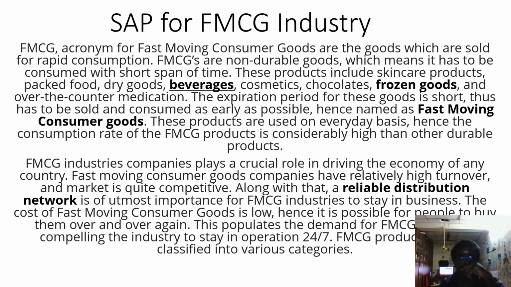So we have the manufacturing date and the use-before date. Everything is captured in the label or sticker pasted over the product, say beverages, cosmetics, chocolates, bread, bun, biscuit. Hence the name fast-moving consumer goods. These products are used on an everyday basis, so the consumption rate of an FMCG product is considerably higher than that of durable products. Durable means it has a fixed span of time, and we can use it for a long time. That is the nature of the product.